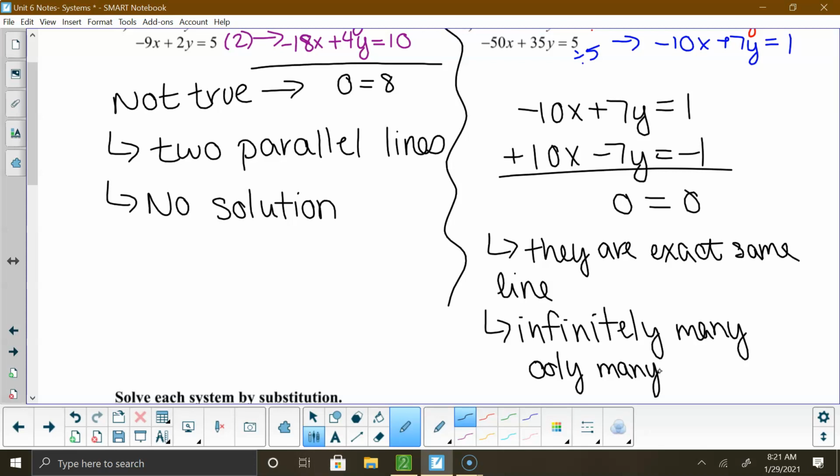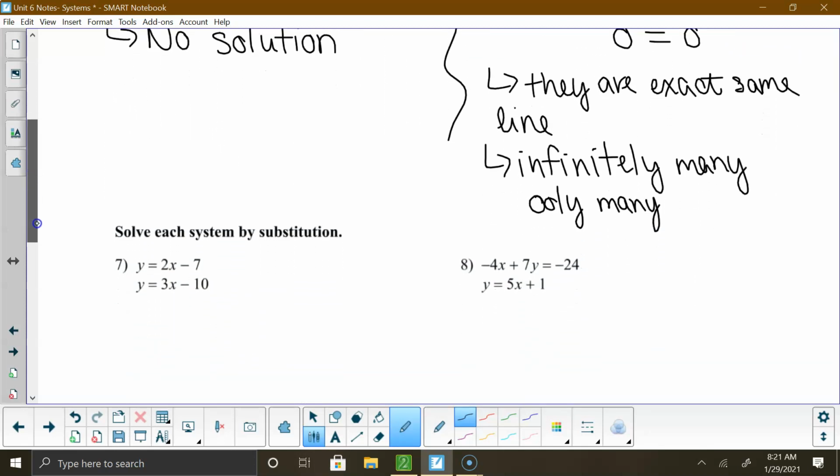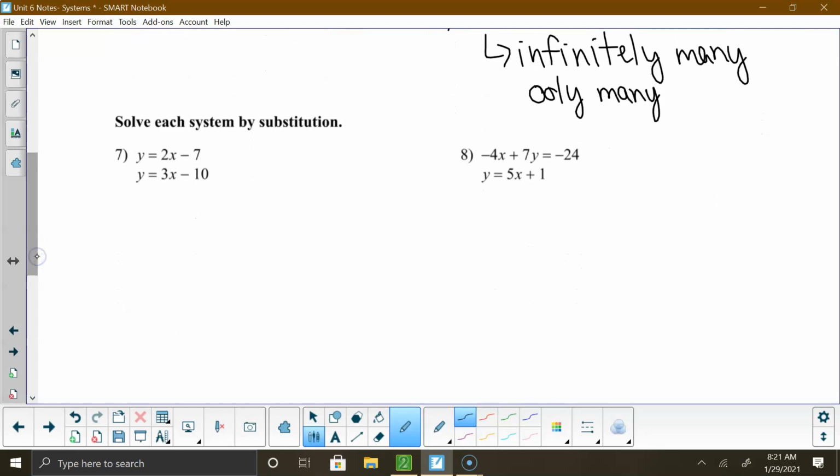So most of the time, students love elimination. They're like, elimination is my best friend. I just cancel the crap out. But there are two situations where substitution actually works better. Alright, so they are right here.